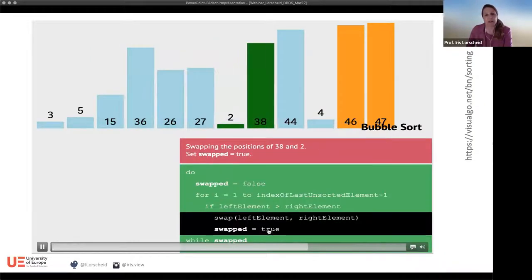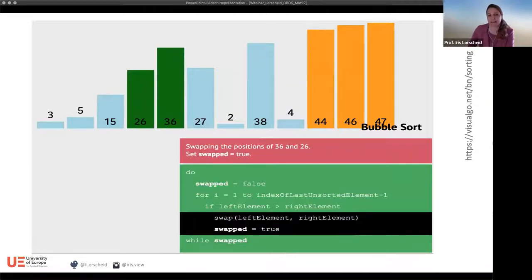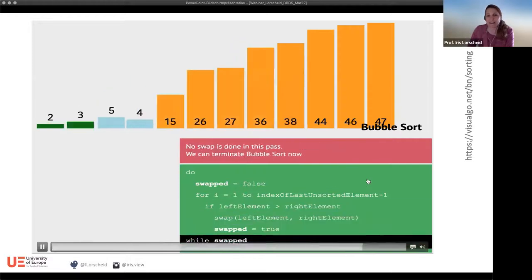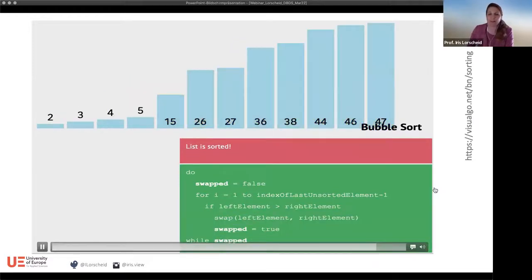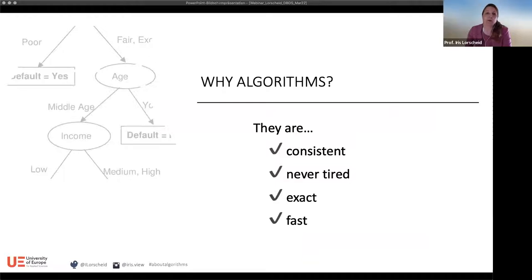And here you see this algorithm having just a few lines, highly formalized, and doing the same over and over again, no matter how long this data set might be and how this data set might look like. So why are we using these algorithms at all? Well, they are consistent. They do the same over and over again. They do not deviate from what you coded.